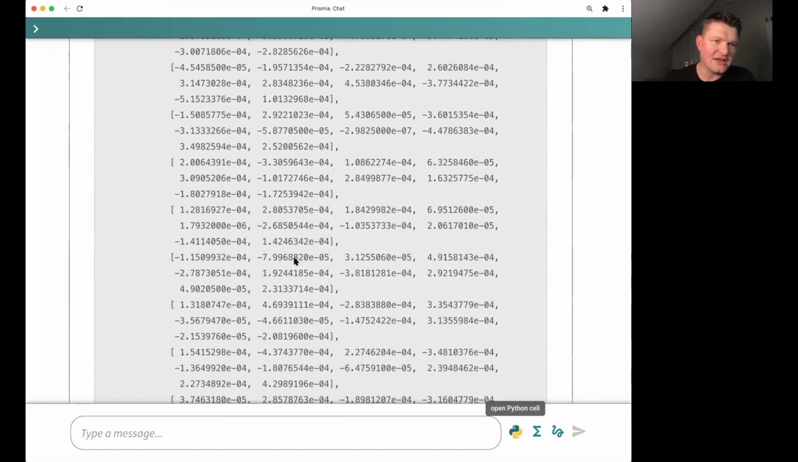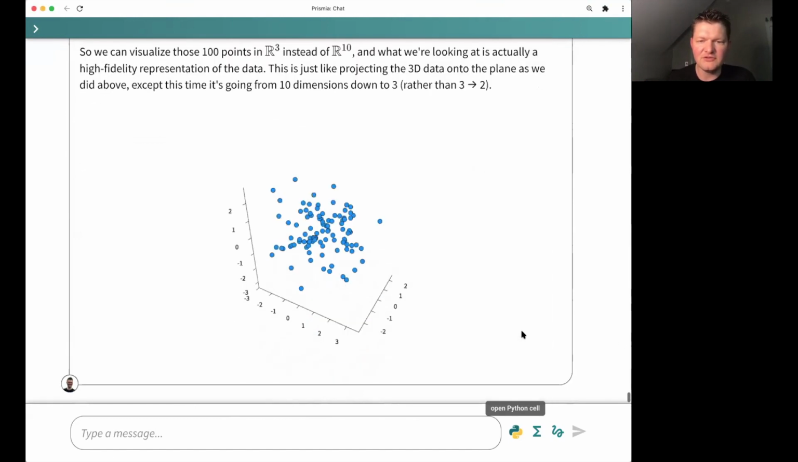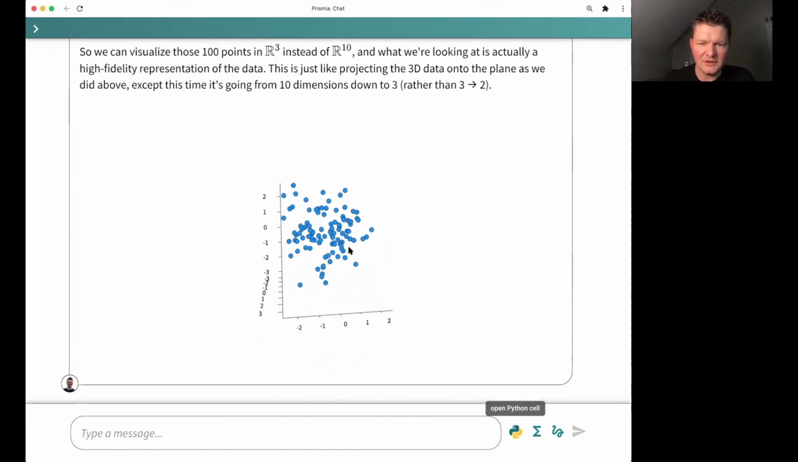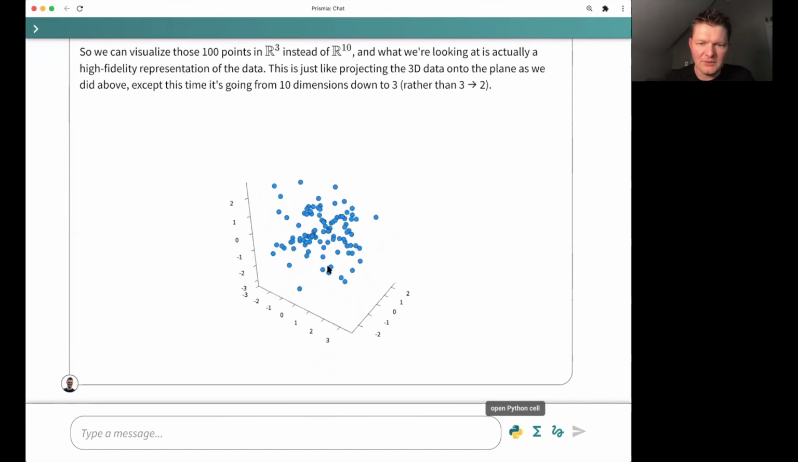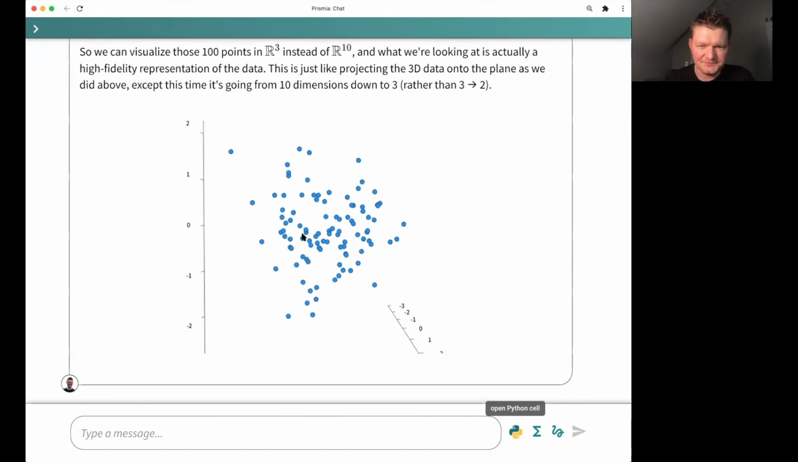So as advertised, these points in this higher dimensional space, this 10-dimensional space, were actually close to this particular 3-dimensional space that we produced some basis vectors for. And that means that we can actually visualize this data set, even though it's 10-dimensional. We can project it down to this 3D space and then actually plot those triples of points in 3-dimensional space, and it looks like this.